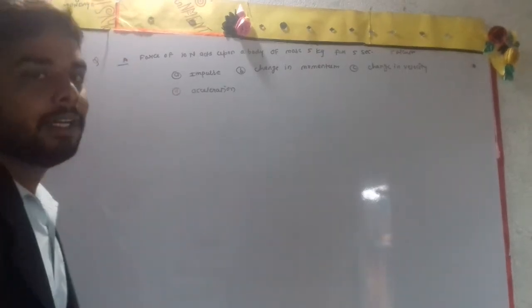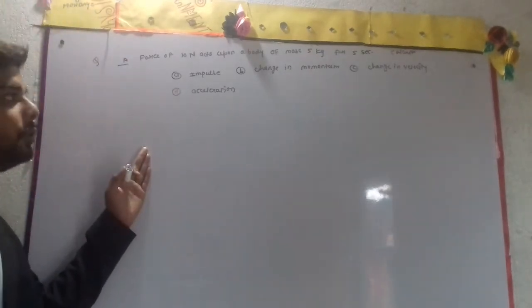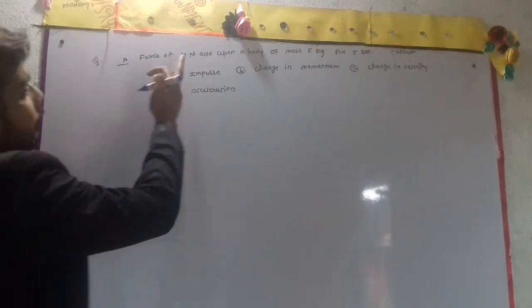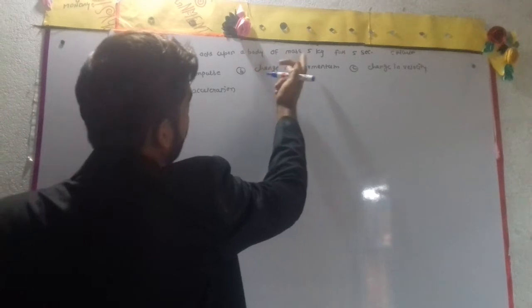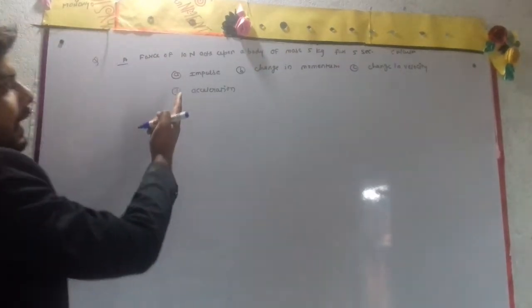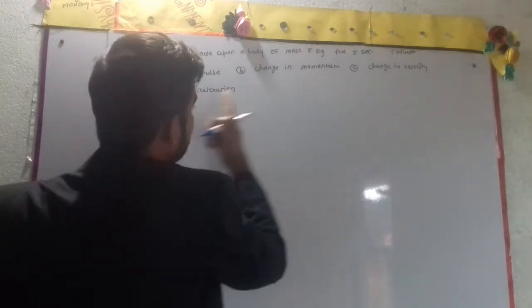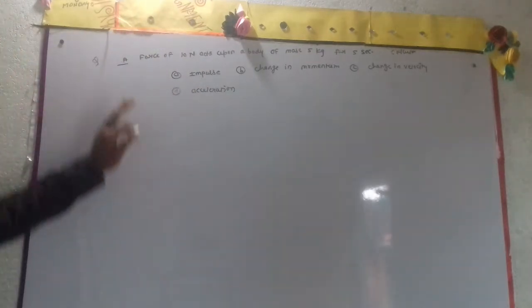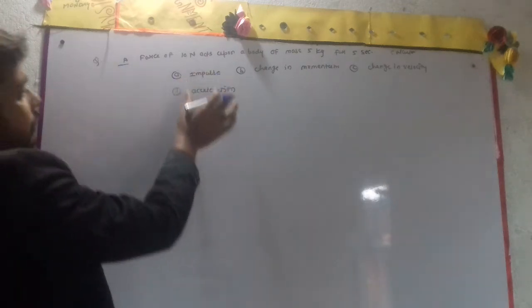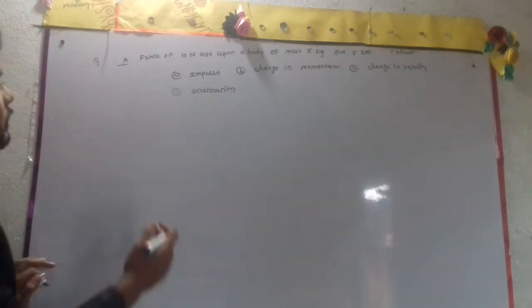Now we will solve another question, which is numerical. You can take help from this question, and afterwards you can solve many questions. A force of 10 Newton acts upon a body of mass 5 kg for 5 seconds. Calculate impulse, change in momentum, change in velocity and acceleration. I am going to solve this question for you, and similarly you can solve other questions.